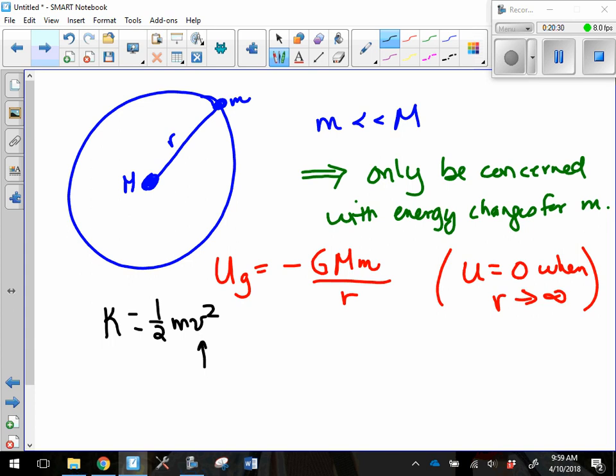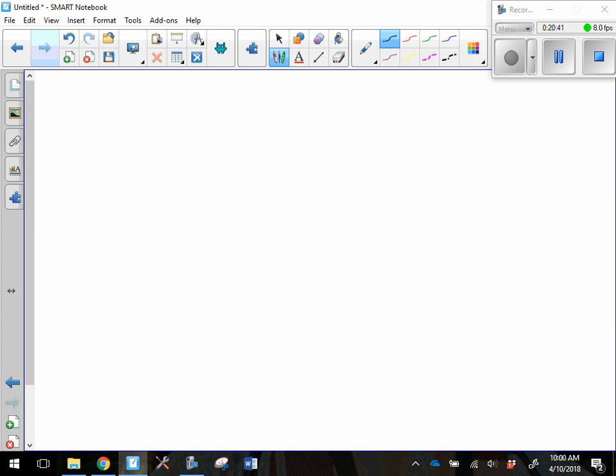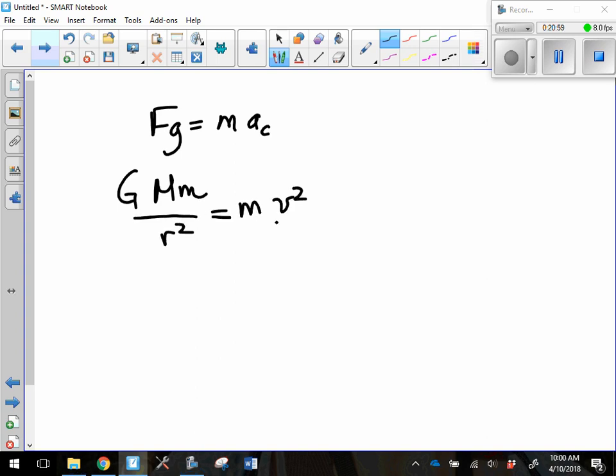What? Centripetal motion. Okay, so there's a force here between my big M and my little m that's causing my little m to move in centripetal motion. So I can say again that Fg is going to be little m times a_c. So this is going to give me G, big M little m, over little r squared is going to give me m v squared over r.